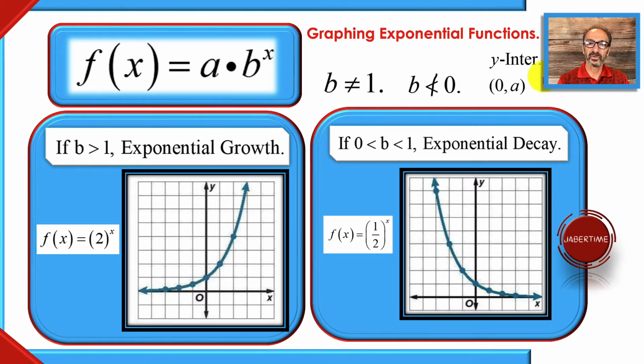And usually the y-intercept is (0, a), unless the graph is reflected about the x-axis or shifted up or down.